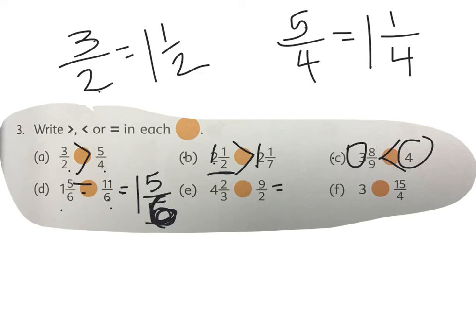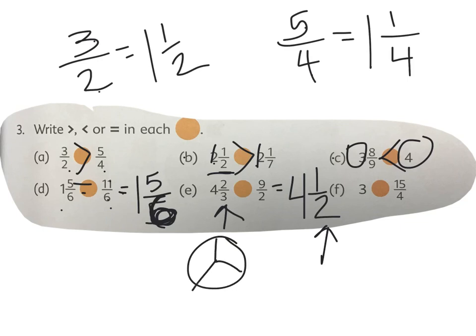Again, let's change the 9/2, the improper fraction, to a mixed number. 2 goes into 9, 2, 4, 6, 8, 4 times with 1 piece left over, 4 1/2. Would I rather have 2/3 or 1/2? Well, let's quickly cut this into thirds. If I have 2/3, is that over a half? Yes. So the bigger one is 4 2/3.